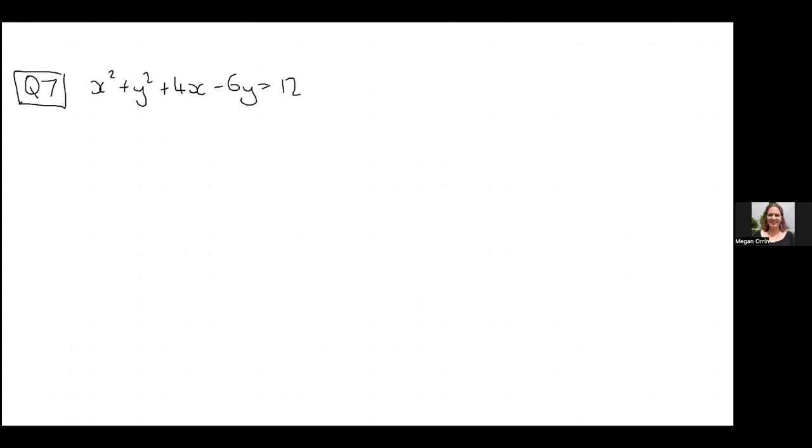The first thing I need to do is turn this into an equation that looks like a circle equation, right? So I want to make it look like this. Well, actually not quite like that, do I? I want to make it look like (x - a)² + (y - b)² = r². So let's do that. Let's put our x's together. So I've got 4x over here, and then I'll put my y's together, and it equals 12.